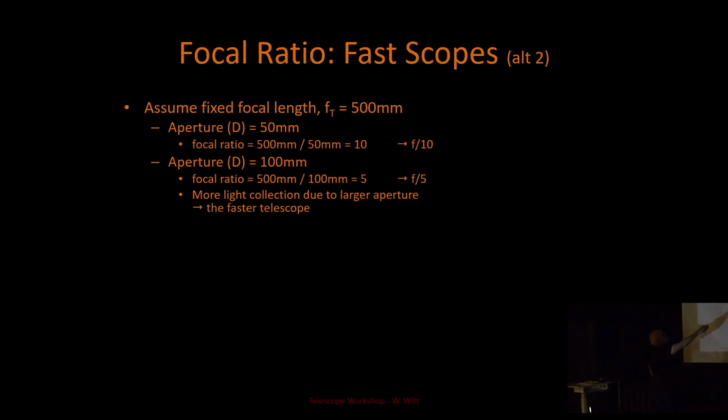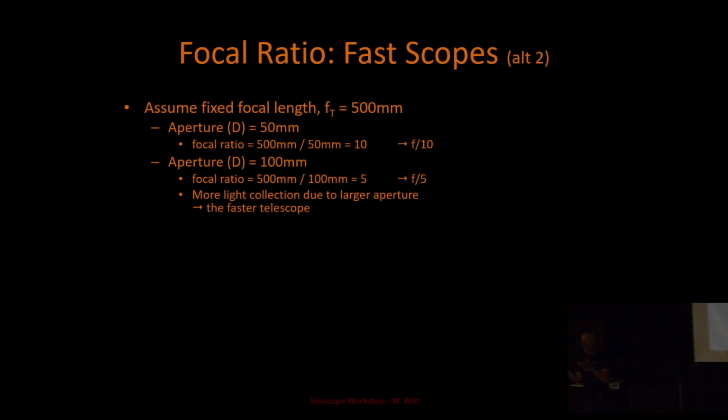So if we assume that we have a 500 millimeter telescope focal length, and the aperture is 50 millimeters, then that would be an f/10, because we're just dividing the 500 by 50. If we have a larger diameter aperture, but the same focal length, now it's becoming an f/5. And this kind of makes sense. This intuitively makes sense to me, right?